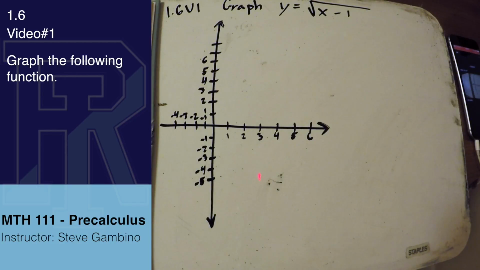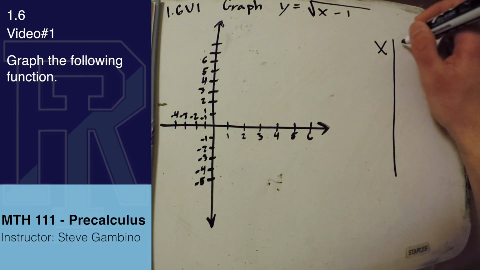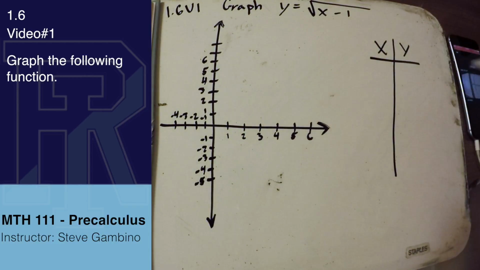So if we want to graph the function y is equal to the square root of x minus 1, one of the strategies that we can use to do this is by plotting some points, right? An easy way to do this is often to make a chart with our x values on one side, our y values on the other, and to pick some values here.